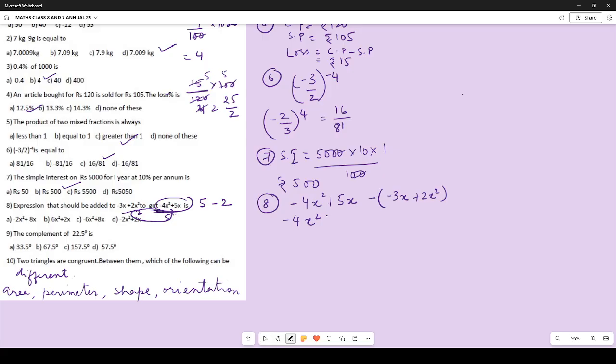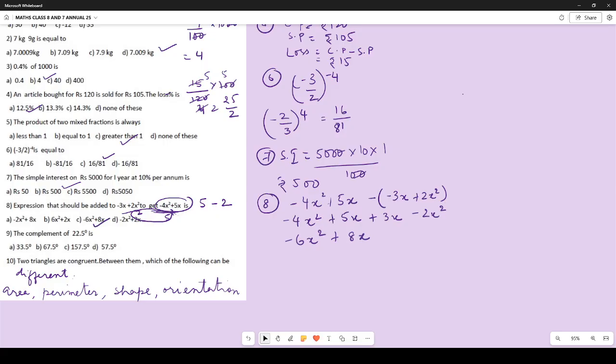So minus 4x squared plus 5x, minus becomes plus 3x minus 2x squared. So what do you get over here? Minus 4x squared minus 2x squared. So this becomes minus 6x squared plus 8x. So C will be your correct option.